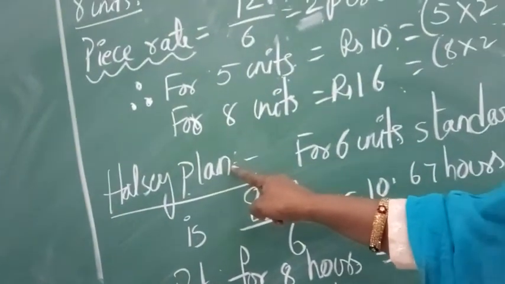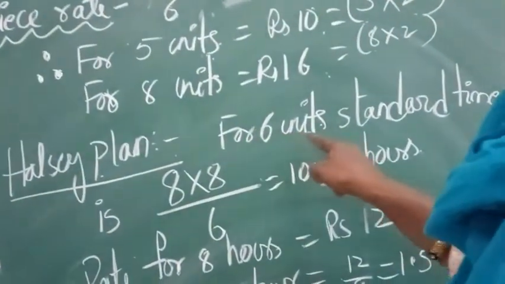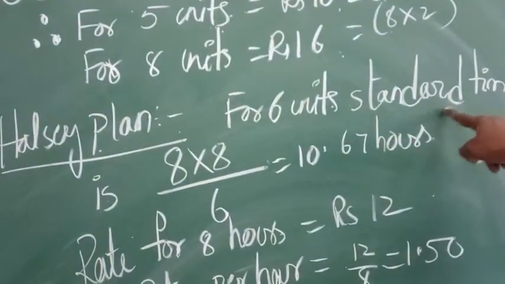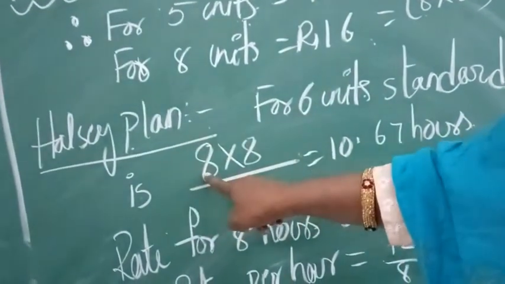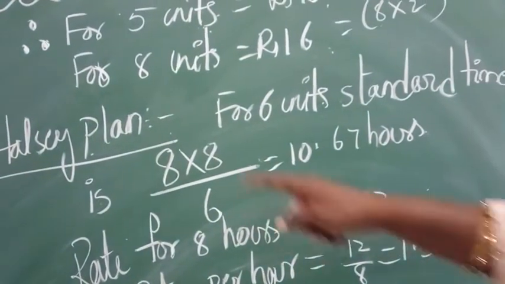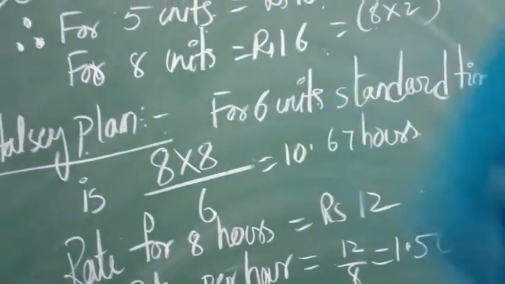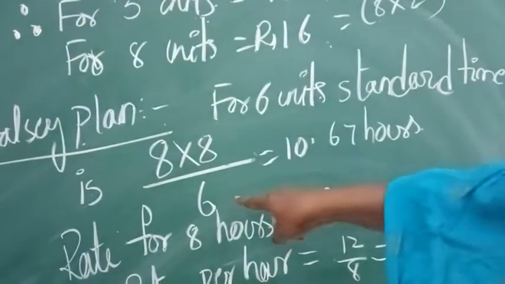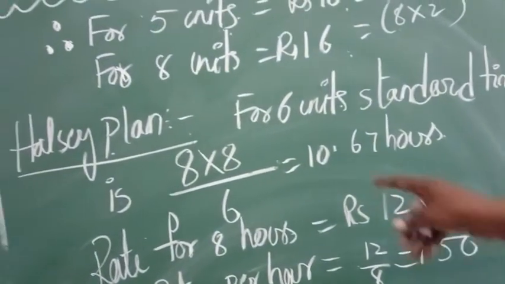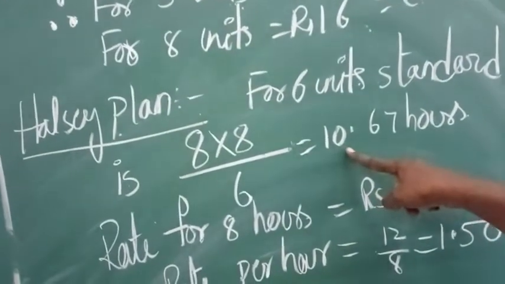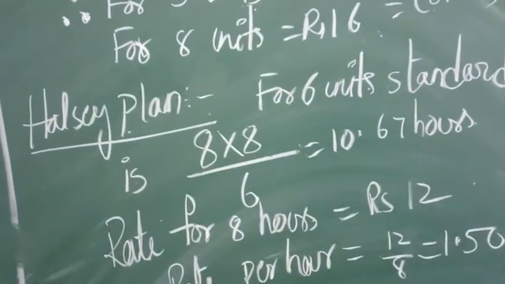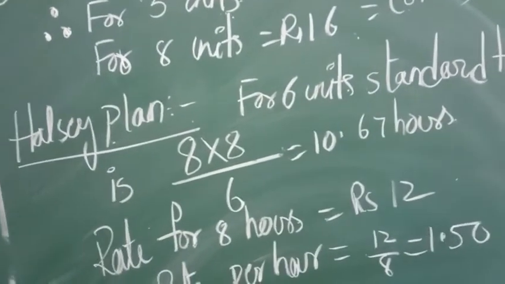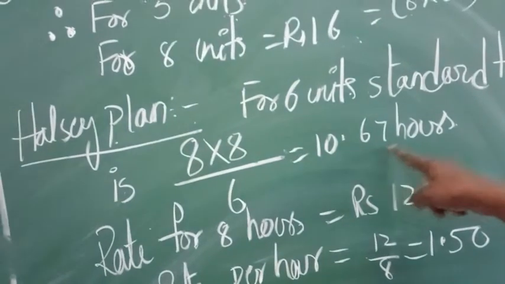The plan we are doing is the Halsey plan. For 6 units, the standard time is how many? 8 hours. So 8 hours into 8 units, divided by 6, is equal to how much? You are getting 10.67 hours. So he is working 10.67 hours.